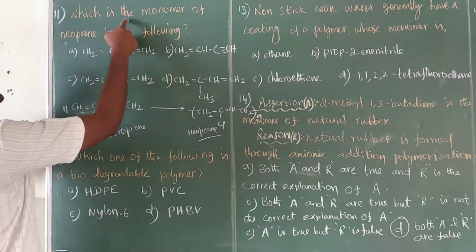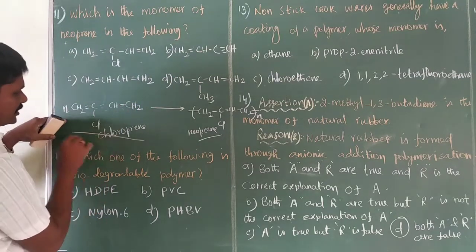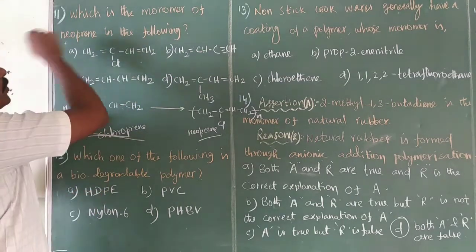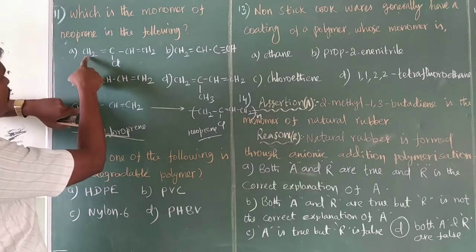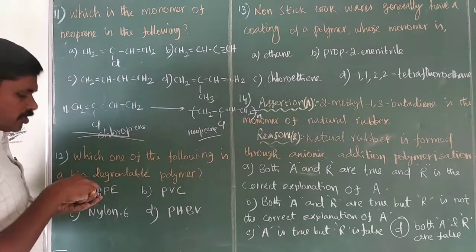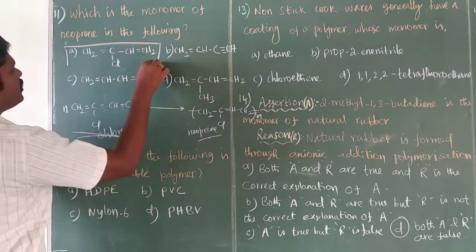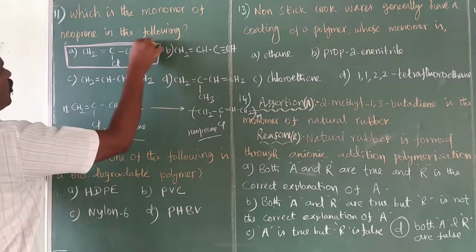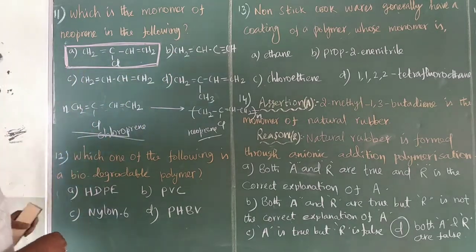So which is the monomer of neoprene in the following? Chloroprene is the monomer of neoprene: CH2 double bond CCl, CH double bond CH2. So option A is the correct answer. The monomer structure of neoprene is option A.